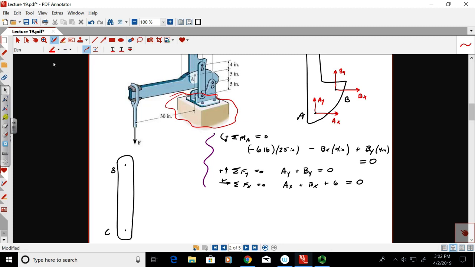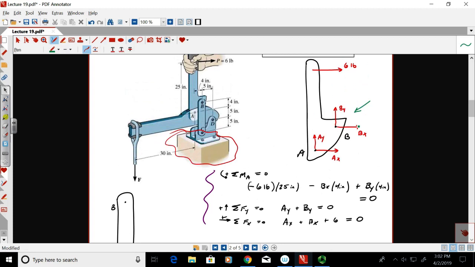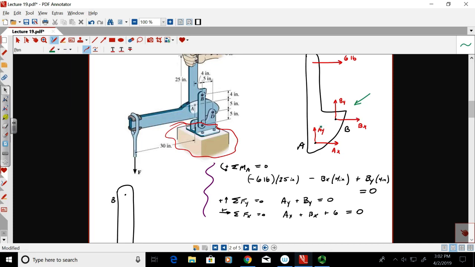Whenever you write force B in a free body diagram of one piece, notice that this is how I wrote force B on the handle. See how I wrote force B on the handle? Bx to the right, By upwards. When you take those same forces at B and put them onto link BC, you have to flip them. You have to reorient them in the opposite directions. Here's how you have to write Bx and By. You have to do that.